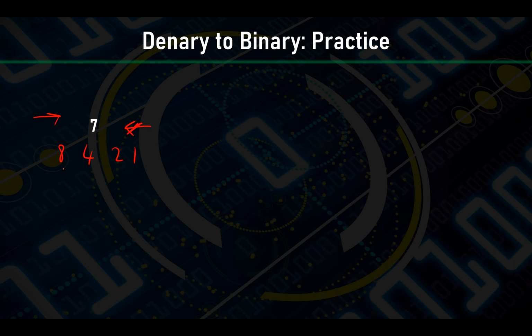So to make 7, of course there can't be an 8, an 8 is too big. Then there will be a 4, because 7 is bigger than 4. Therefore we have 3 remaining, and 3 is bigger than 2, so of course there is going to be a 2. Then we have 1 remaining because we minus the 2. Therefore there is going to be this 1.